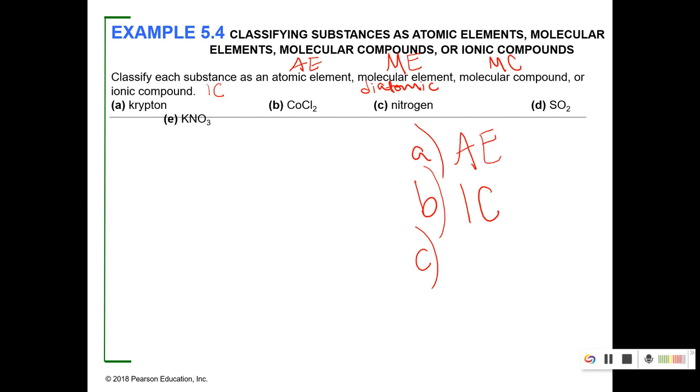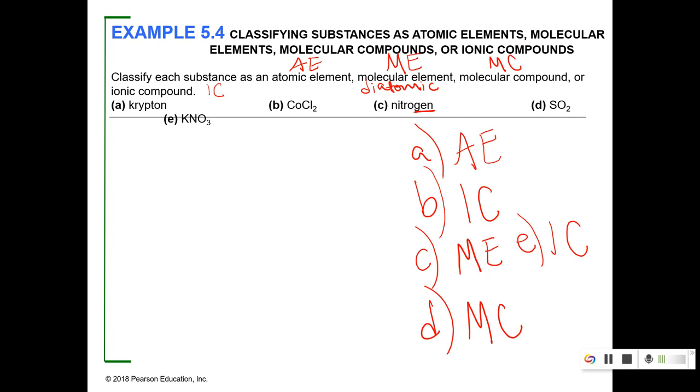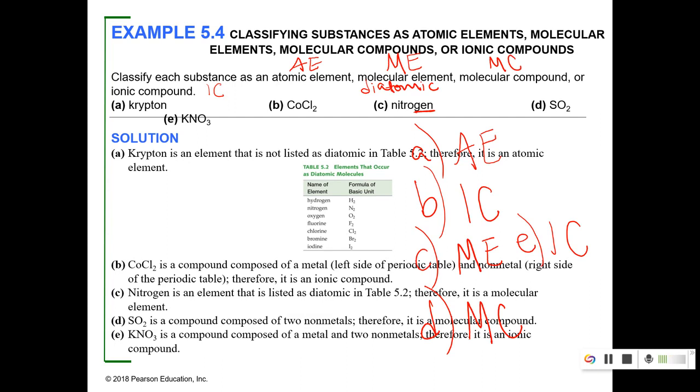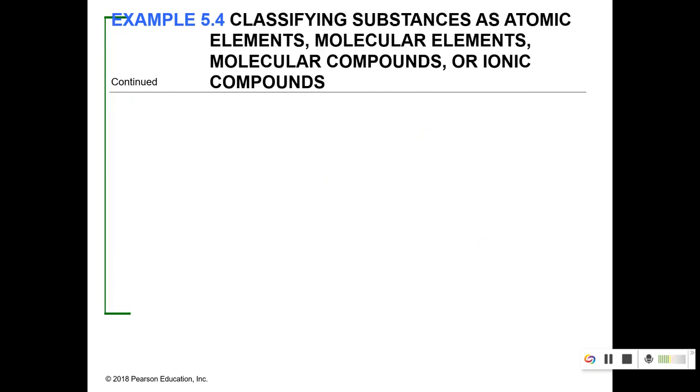C, nitrogen. That is one of those diatomic ones, and the giveaway is it ends in gen. So this is a molecular element. Sulfur and oxygen are both nonmetals, so that's a molecular compound. And then potassium, this is obviously a compound. Potassium is an alkali metal, which makes it ionic. Okay, you will have to be able to sort these on the homework and on a quiz or a test.